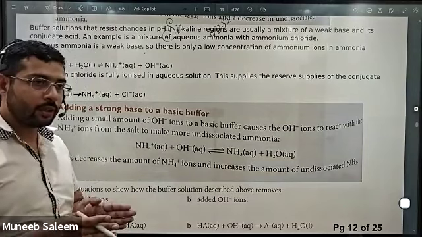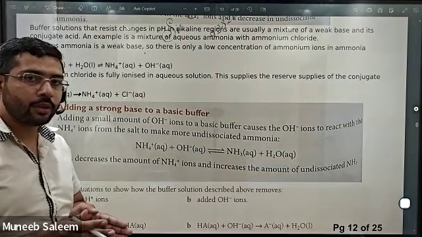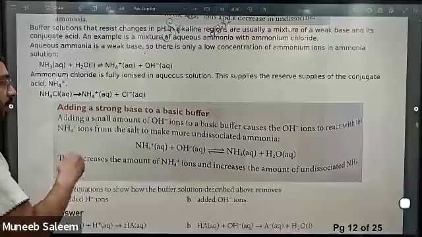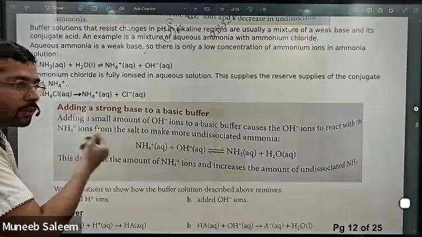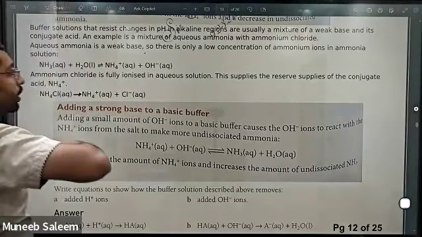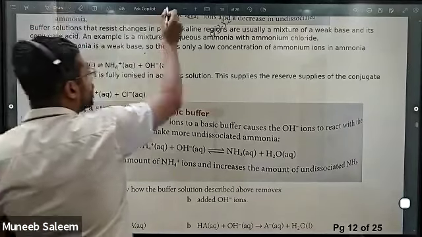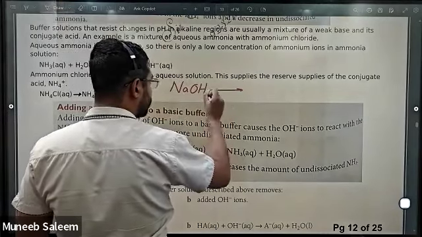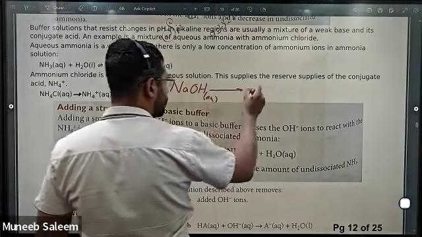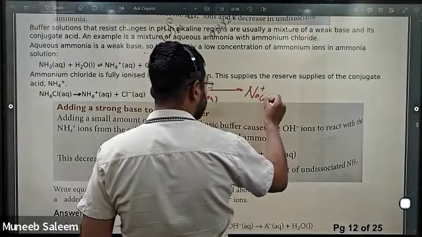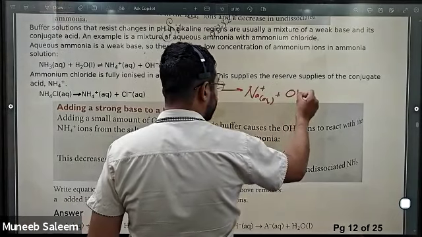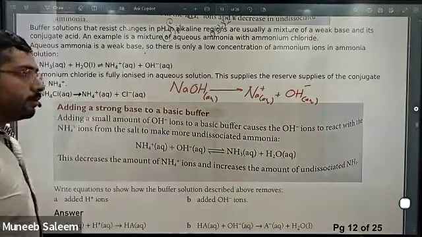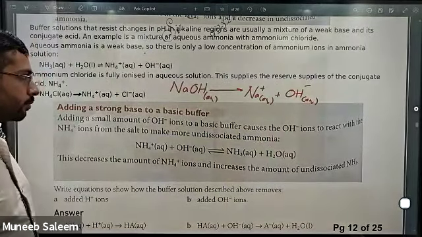Since we are discussing both the acidic and basic buffer against the acid and the base, now the last point is the action of the basic buffer against a strong base. Here, I will again take NaOH as a strong base. When it dissociates in water, it will produce a sodium ion and the hydroxide ions. This will be the formation of the ions from the base.